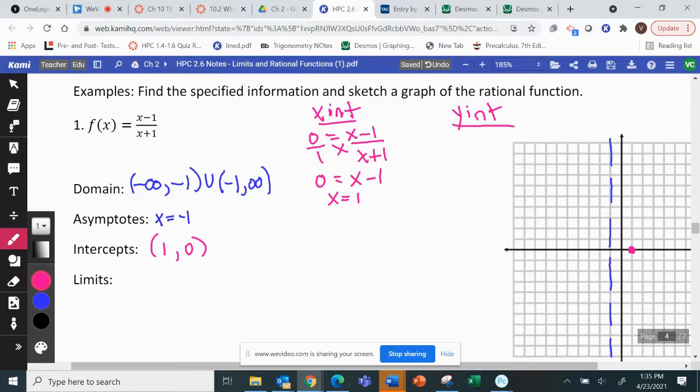Megan, can you help me with y-intercept? Plug 0 in for x. So I'm going to have f of 0, and then I'll have 0 minus 1 over 0 plus 1. So I get -1. So my y-intercept will be at 0, -1, and I'll go ahead and plot that.